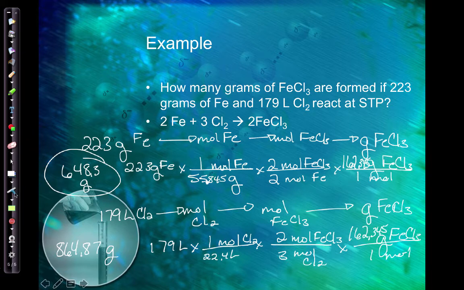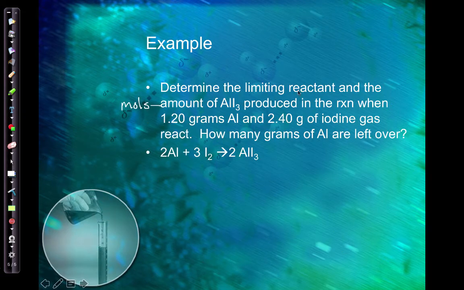Okay, so now let's look at another problem. Determine the limiting reactant and the number of moles of AlI3 produced in the reaction when 1.2 grams of aluminum and 2.4 grams of iodine gas react. How many grams of aluminum are left over? Okay, we cannot deal with this until we deal with the rest of it. So there's multiple things that we actually have to do here.